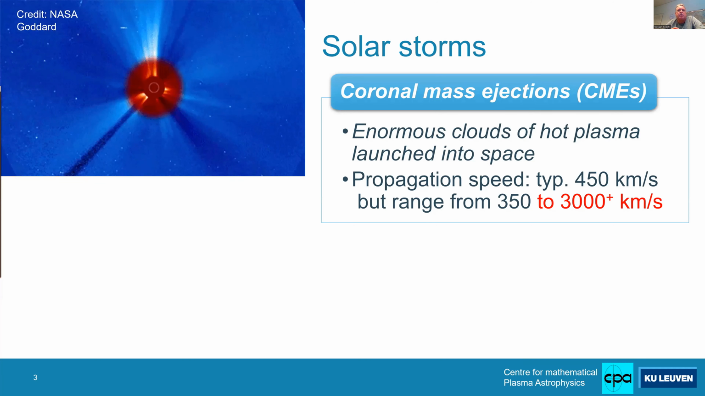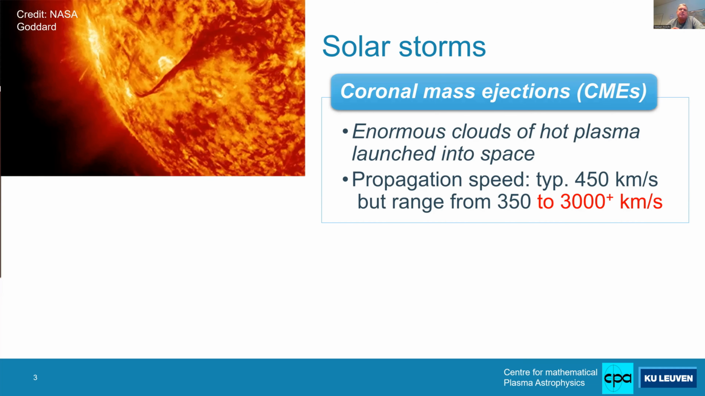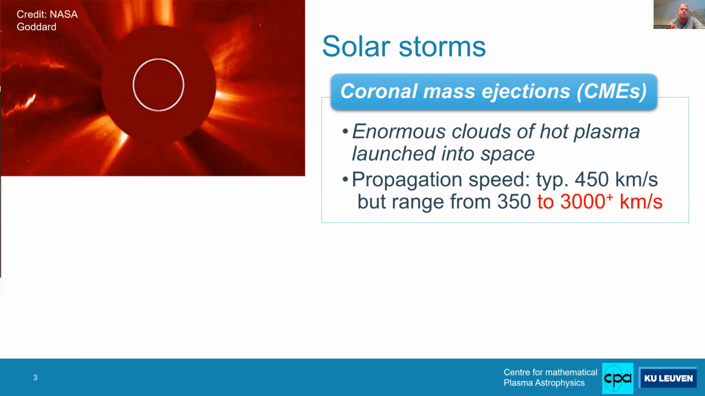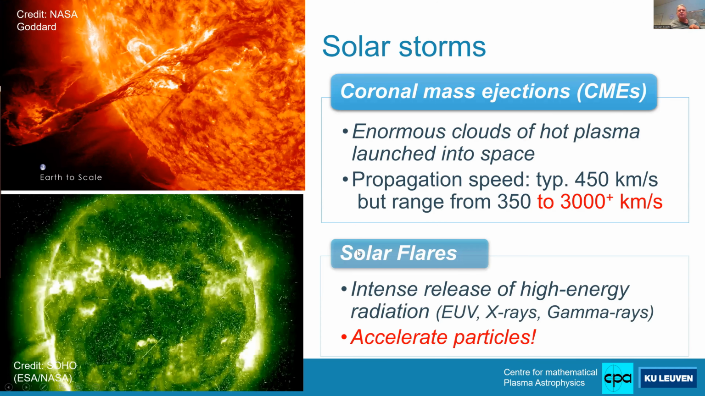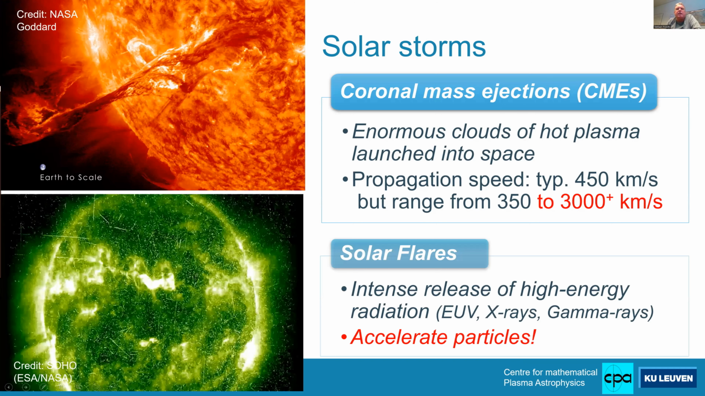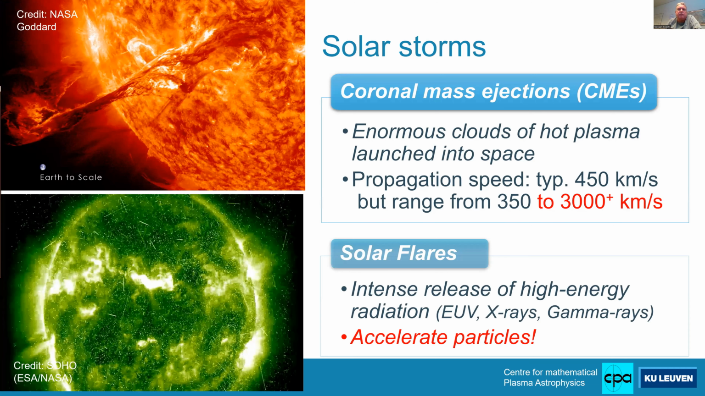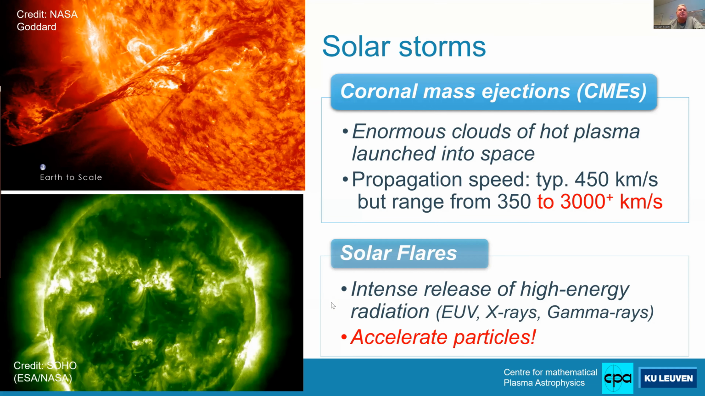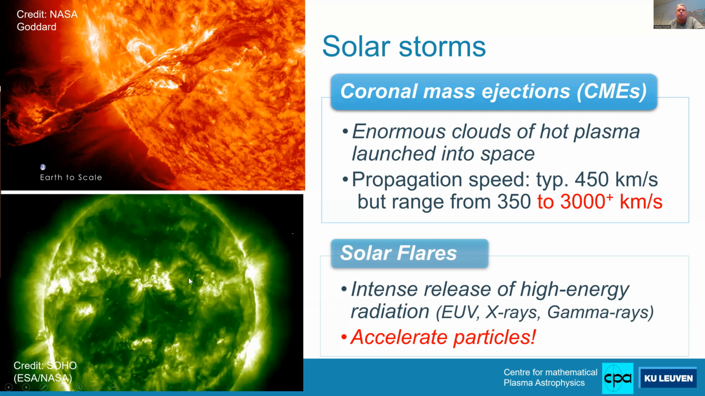Now, on top of this continuous stream of plasma, we have transients. For instance, solar storms, which cause coronal mass ejections. These are enormous clouds of hot plasma. These are launched into space at propagation speeds of typically 450 kilometers per second, but can be much faster, up to 3,000 kilometers per second and even more. There are also, of course, solar flares. These are intense releases of high energy radiation in short wavelengths, so EUV, X-rays, gamma rays, and these accelerate particles due to the magnetic reconnection. There's a lot of particle acceleration. You can see the result on the CCD camera of these particles hitting the CCD camera in this small movie.